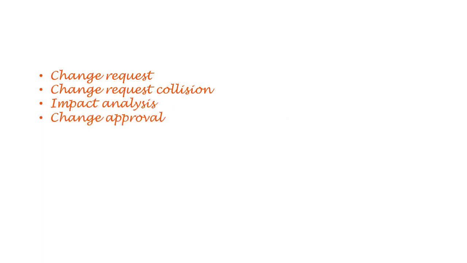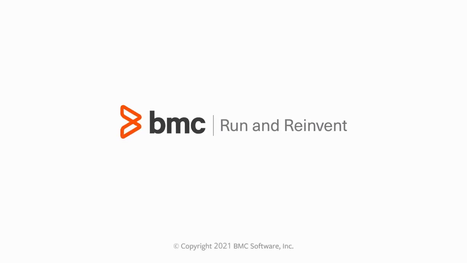In this way, you use BMC Helix ITSM Change Management to create a change request. Check if there is a collision between CIs and the impact of the change request. And if everything is in order, approve the change request. With this, we come to the end of our video.